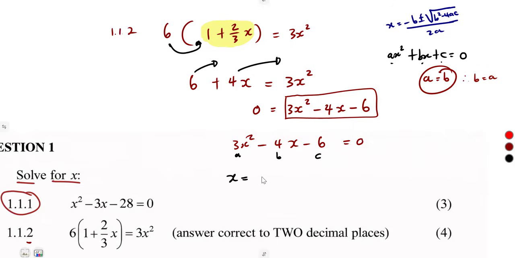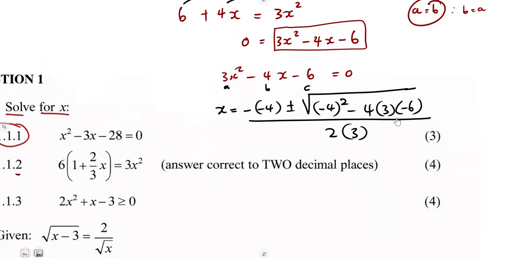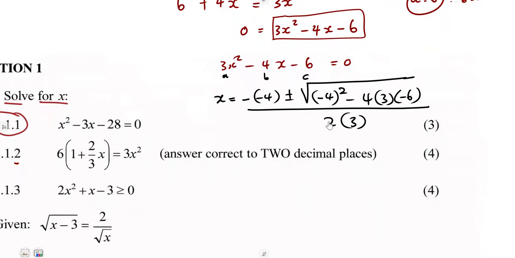And c is our constant, which is negative 6. So x is equal to minus b, which is negative 4, plus or minus the square root of b squared. Our b is negative 4 squared, minus 4 times a, our a is 3, and our c is negative 6. Everything over 2 times a, which is 2 times 3. So that was it. You can just use your calculator at once, or you can simplify the part under the square root.